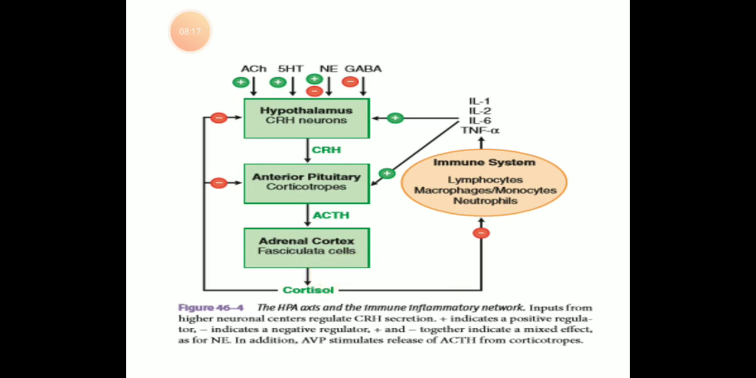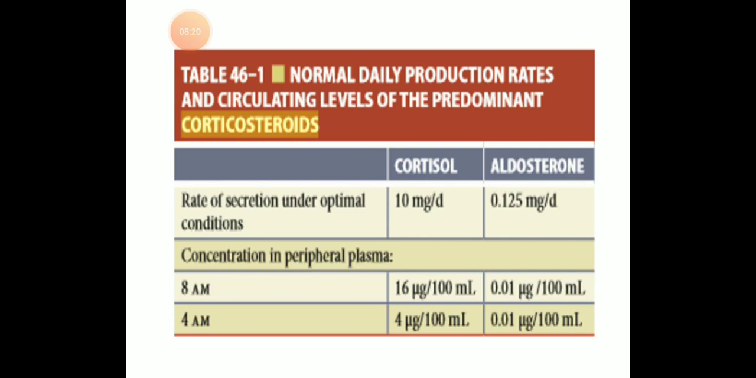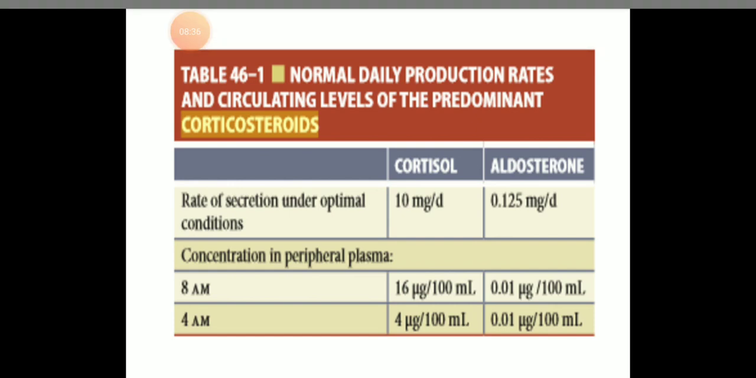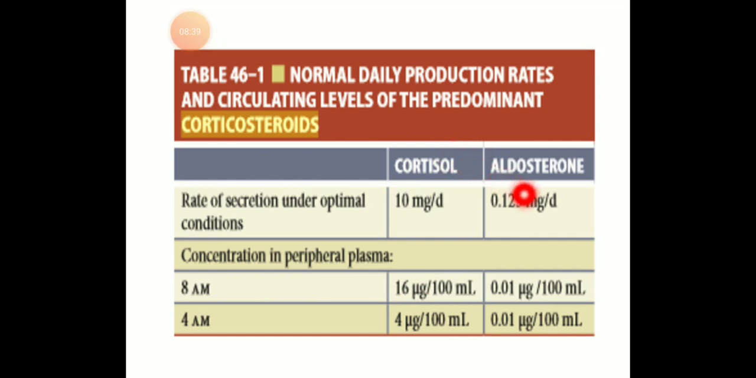this cortisol synthesis is probably seen in the optimal conditions. The cortisol is seen at 8 am in the maximum dose, whereas at 4 am it's almost the minimum dose. Whereas here you will see aldosterone, whose rate of secretion is also under optimal conditions, but its rate is not fluctuating that much between that time frame.